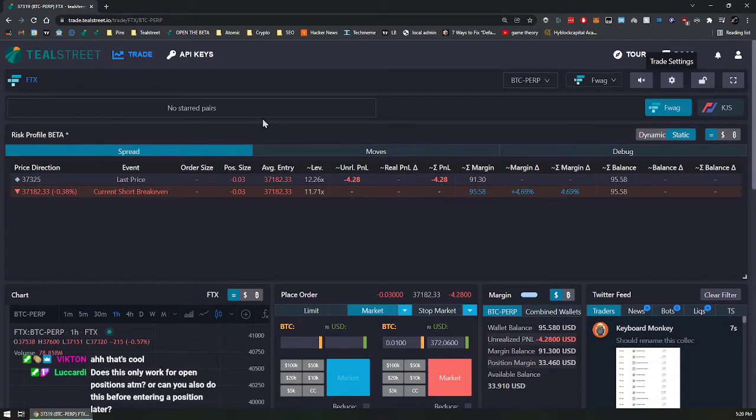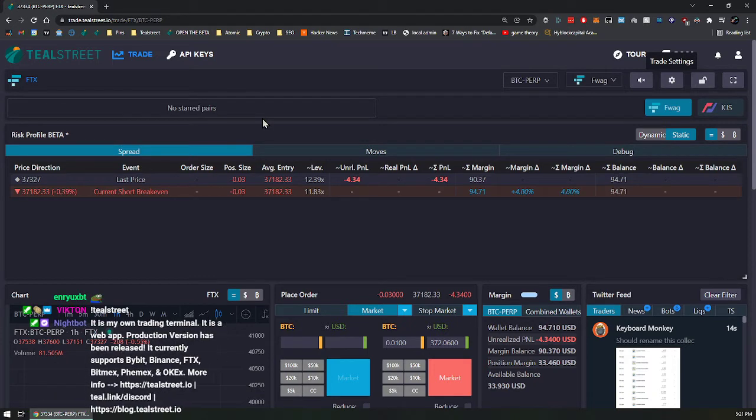I was just going to say, this tool looks really great. If I'm not a Tealstreet user, where do I go to try it out? Well, you can take your cute little fingers and go to Chrome and type in tealstreet.io. And that is where you can get this tool absolutely for free. For free? Free. Zero. Charging nothing.